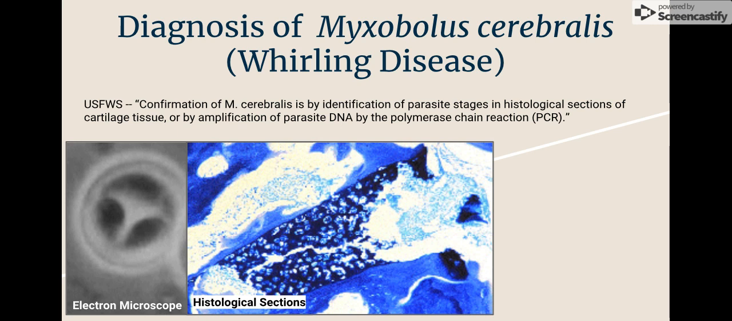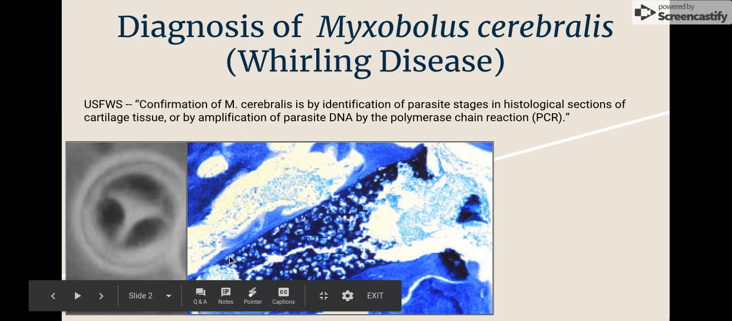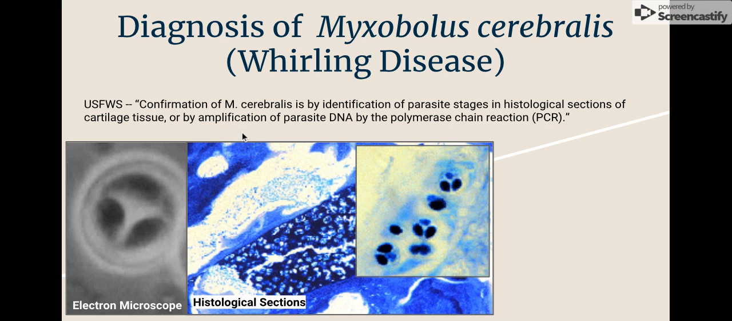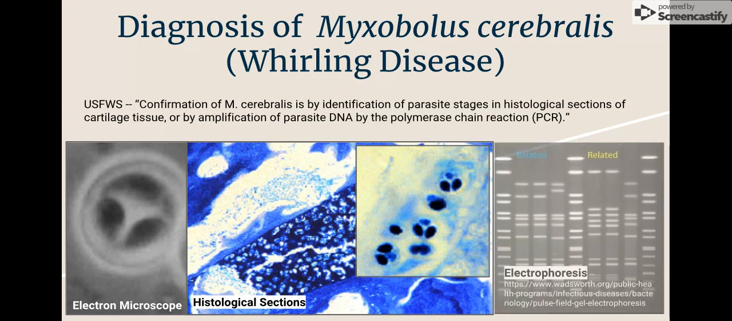And here is a cross-section of a cartilaginous tissue from an infected fish sample. So you can see it right there. And then zoomed in, it looks something more like this. So this is one confirmation. Once you've gotten this far, you can confirm that this is in fact Myxobolus cerebralis. Or you could use the DNA from the parasite and polymerase chain reaction on a gel electrophoresis, and if it matches, then you also can confirm that it's Myxobolus cerebralis.